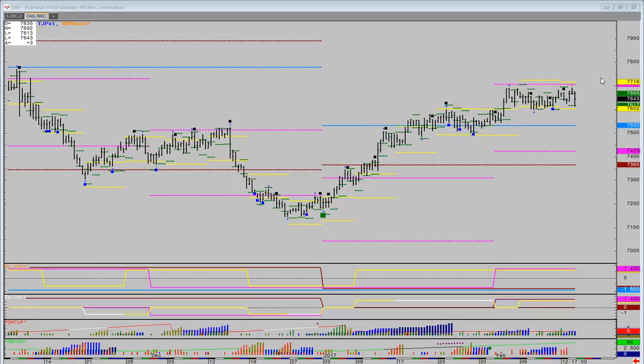Thought I'd do a little update on the Aussie dollar. I know Sean put a comment out today, so I thought I'd just follow that up with some additional information. So Aussie dollar's been pretty interesting.